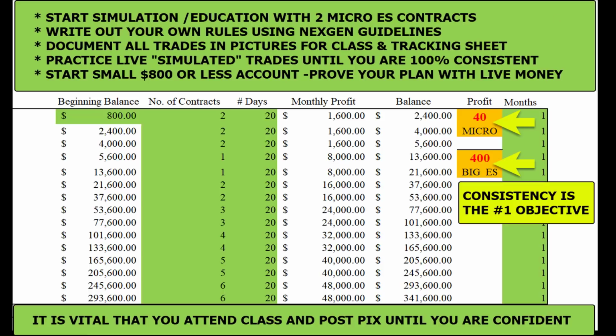When you do start trading live money, start very small, $400, $800, something really small. If you can't make money on micro, teeny tiny contracts, you'll never make money on big contracts. Because of the leverage involved, you're going to be able to take a very small account, trade very consistently, and turn it into a huge account. And that's really our goal for you.